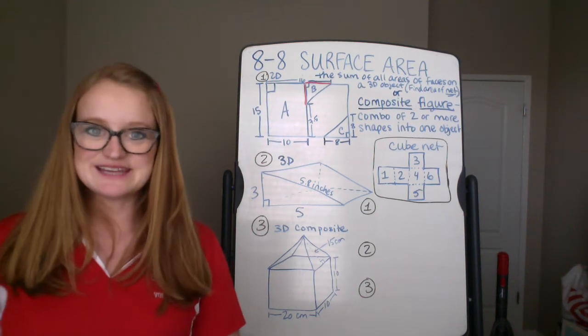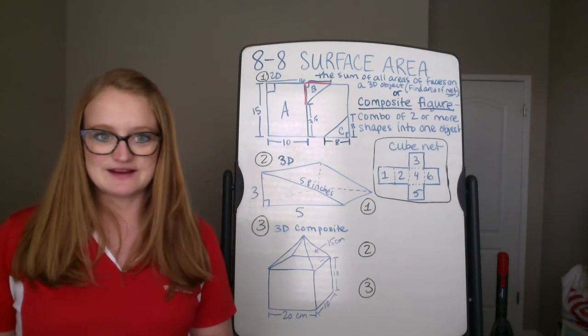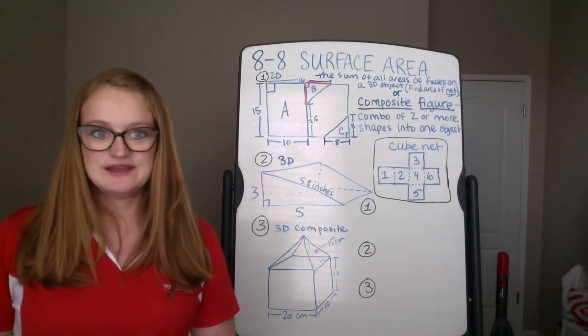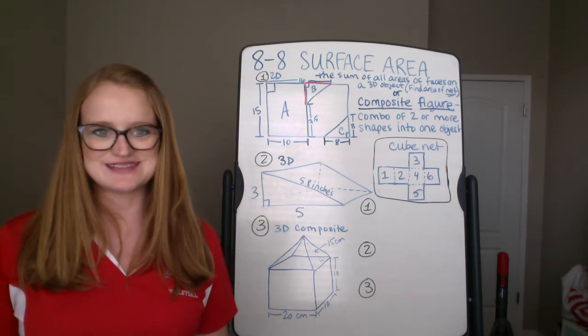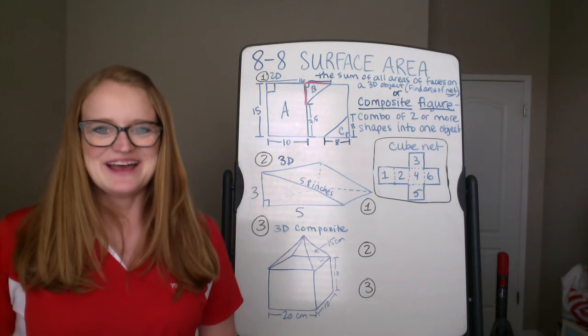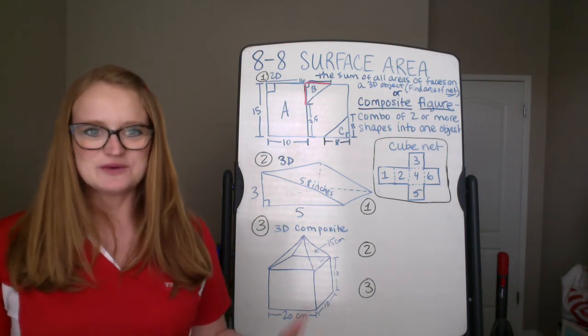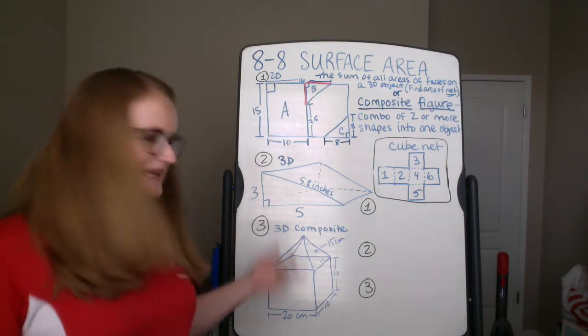This is lesson 8-8, all about surface area. When we talk about surface area, it's the outside of any 3D shape, all of those faces' areas added up all together. Or we can get the surface area of a composite figure, which is what I'm going to show you in my first and third examples today.